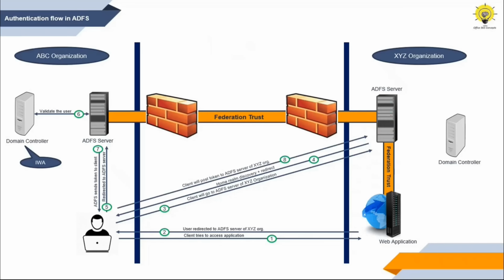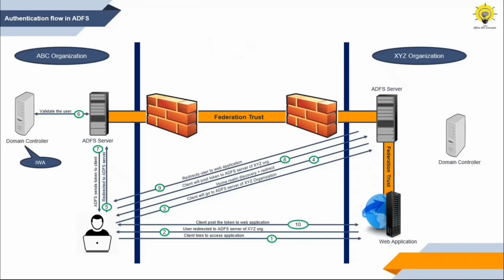Then the ADFS server of XYZ organization will use the public key of the token signing certificate to validate the token. If it finds the token is valid, it will create a new token and share this token with the client. The client will pass this token to the application and the web application will grant access to the user. So this is how the authentication flow works in ADFS.